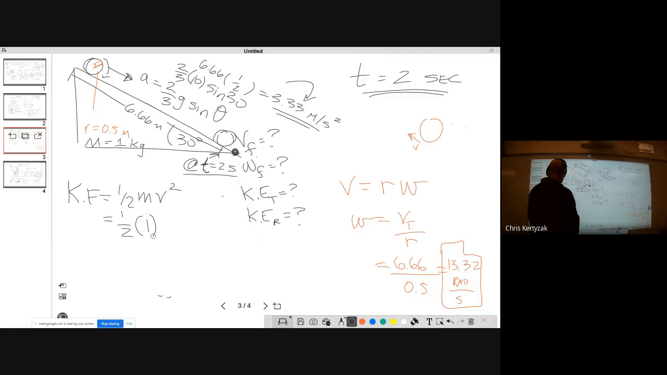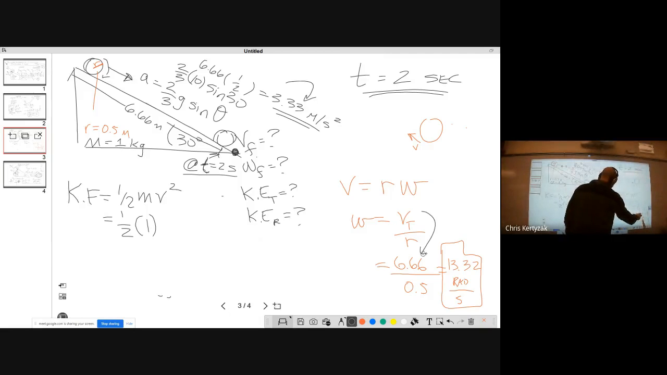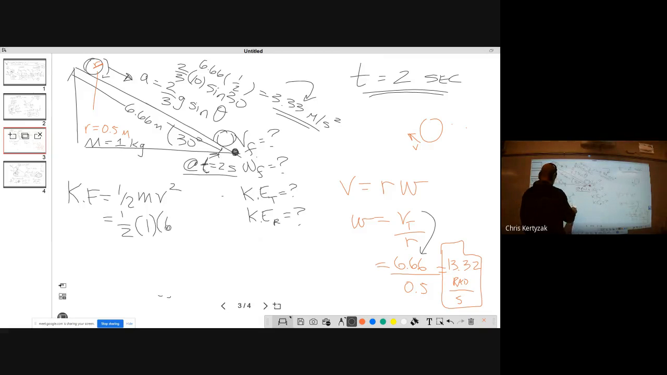All right, what is V? V at the bottom, because we're talking about the bottom, we said was 6.66. That's what we were just using a moment ago. So I'm going to do 6.66 squared divided by 2. I get 22.17 joules, right? So I know there's a little over 22 joules of translational kinetic energy as it slides in the linear line down the ramp.